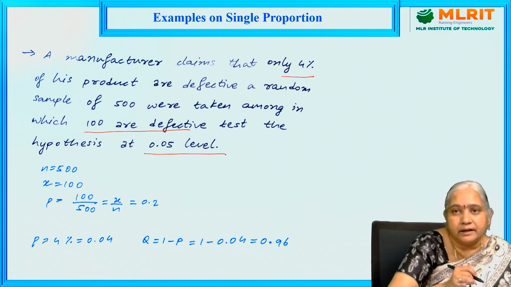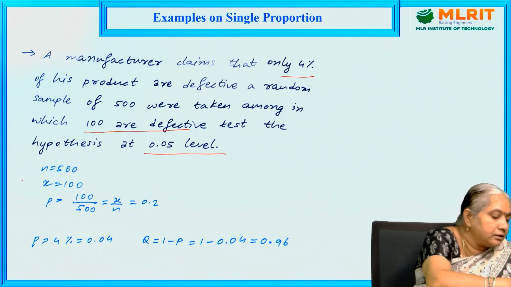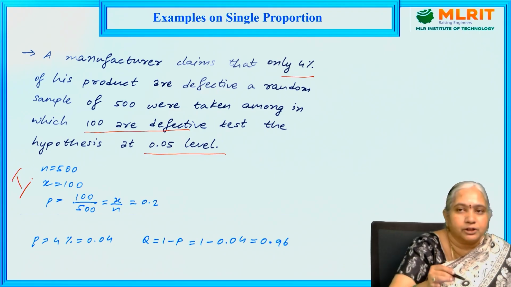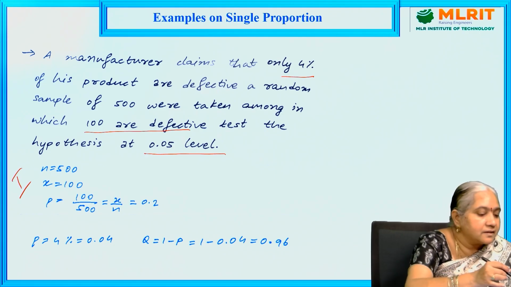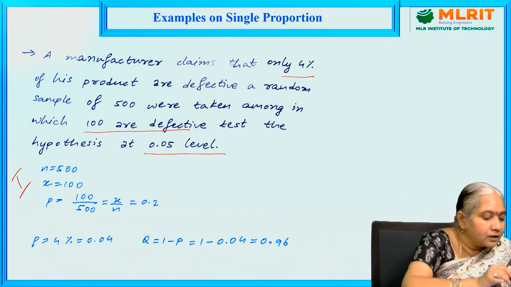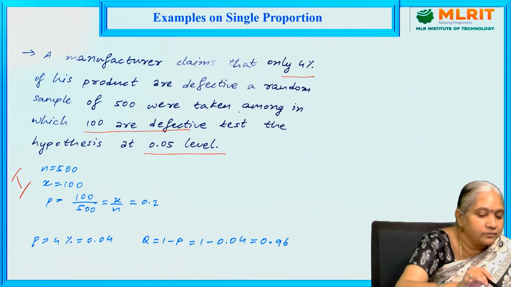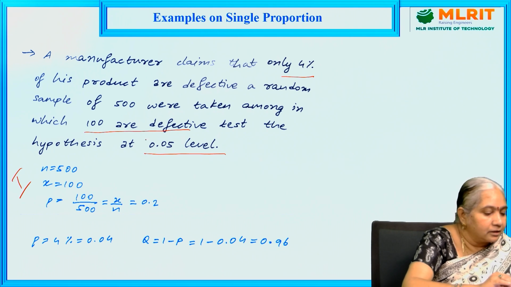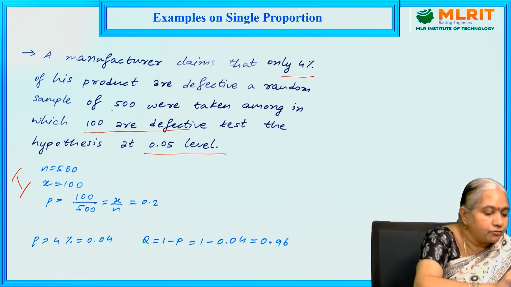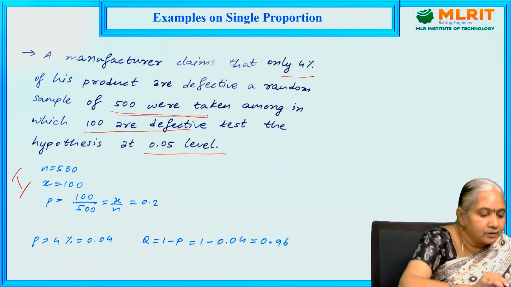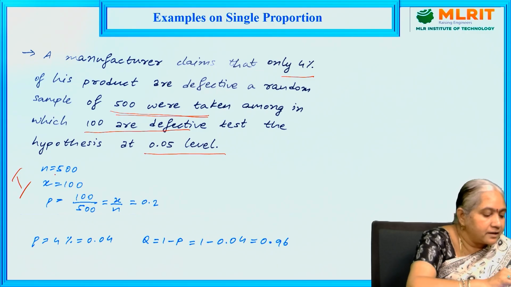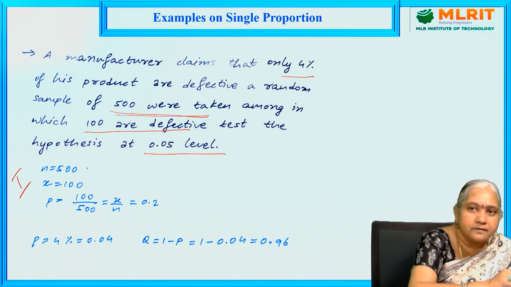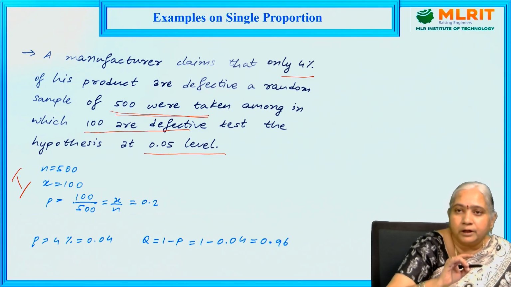So what is the data given? First, always we write the data in mathematical notation. That is the first step. So what is the size of the sample? Here n is equal to 500, size of the sample is denoted by n, and a sample of 500. So that sample contains 500 articles. That means only one sample is taken, so that sample size is 500.